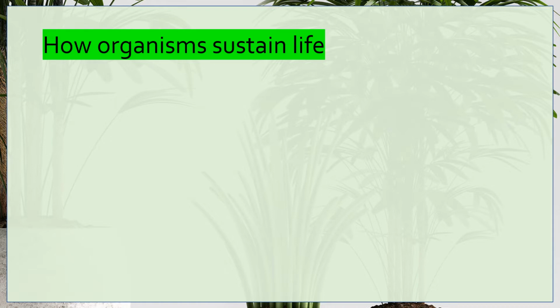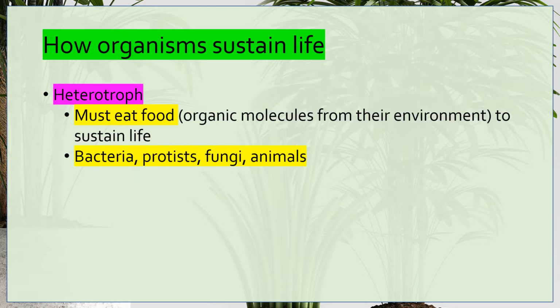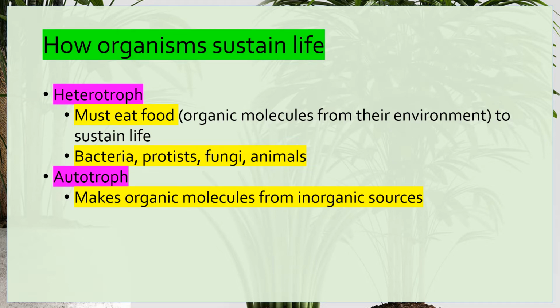First, we're going to discuss how organisms sustain life. We have different types of organisms. First one is a heterotroph, which must eat food or organic molecules from their environment to sustain life. This is bacteria, protists, fungi, animals. This is us. Next, we have autotroph, which makes organic molecules from inorganic sources.